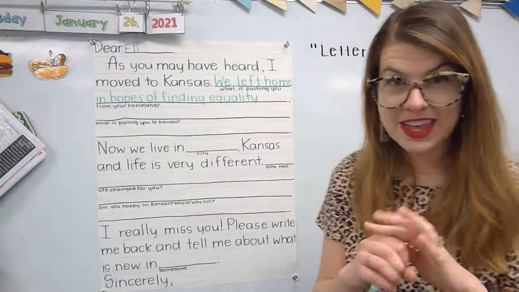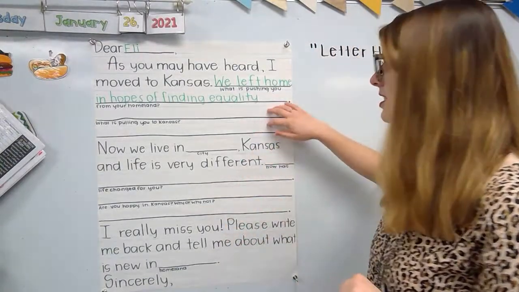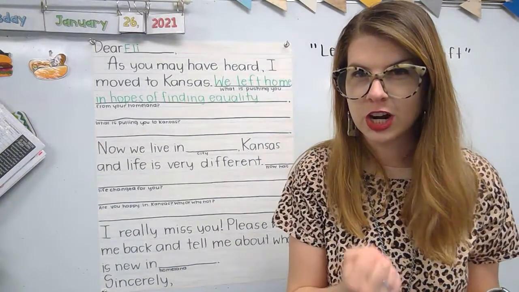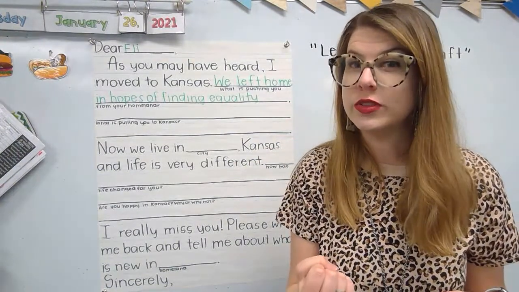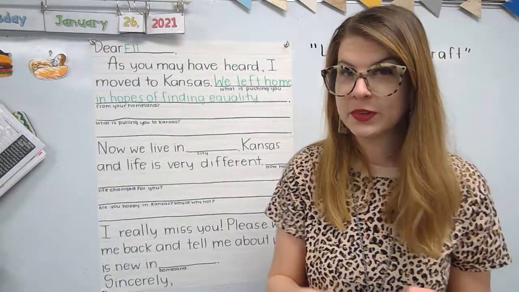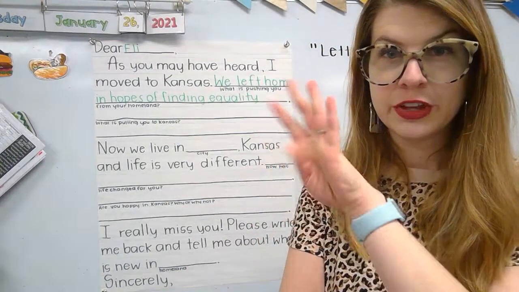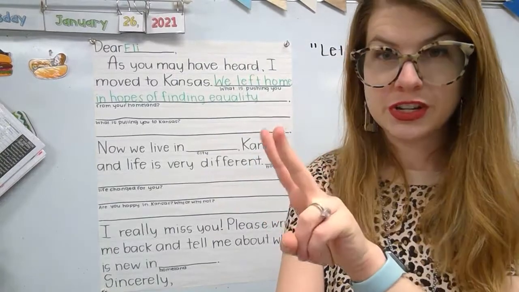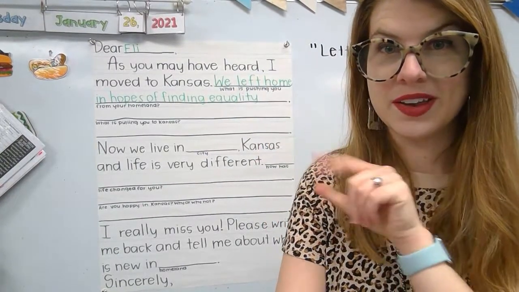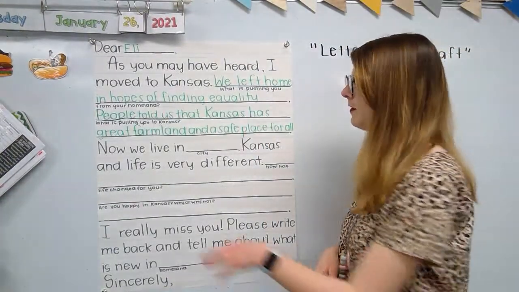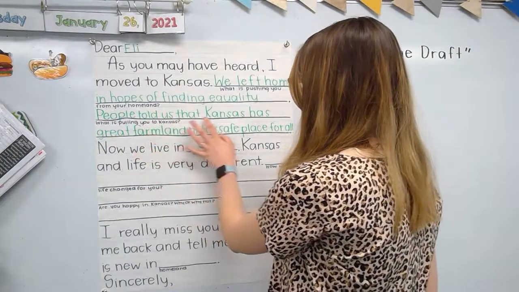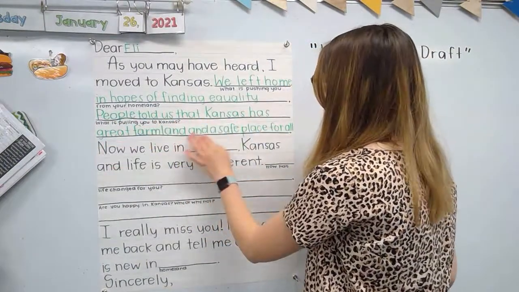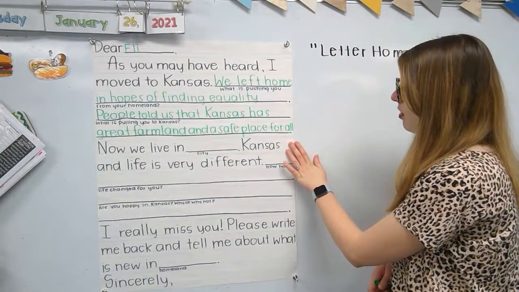And in these 5 seconds, I'm going to write down a sentence that describes my pull factor, what's bringing me in. And you can do the same thing as well. I'll see you in 5, 4, 3, 2, and 1. So here's my pull factor. People told us that Kansas has great farmland and a safe place for all.